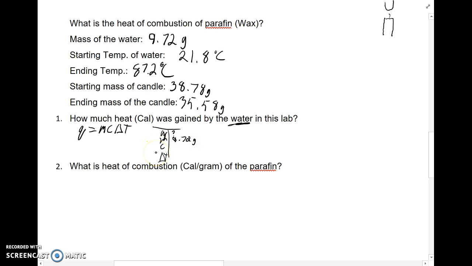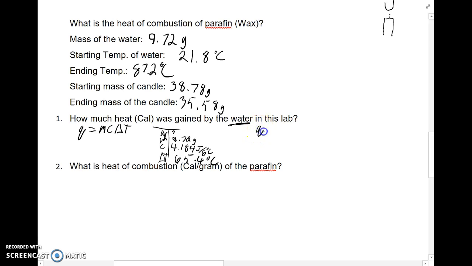So that's 9.72 grams. C, remember, the variable C represents specific heat. We know the specific heat of water is 4.184 joules per gram degree Celsius. And then the last thing I need is change in temperature. So 87.2 degrees, which is where it ended, minus 21.8 degrees, which is where the water's temperature began, gives me a change in temperature of 65.4 degrees Celsius.